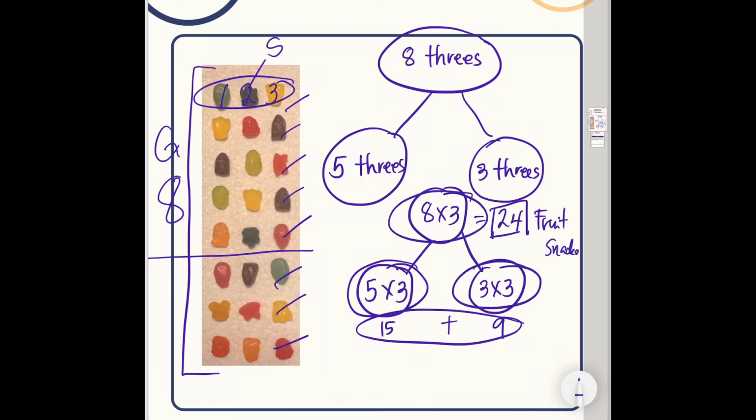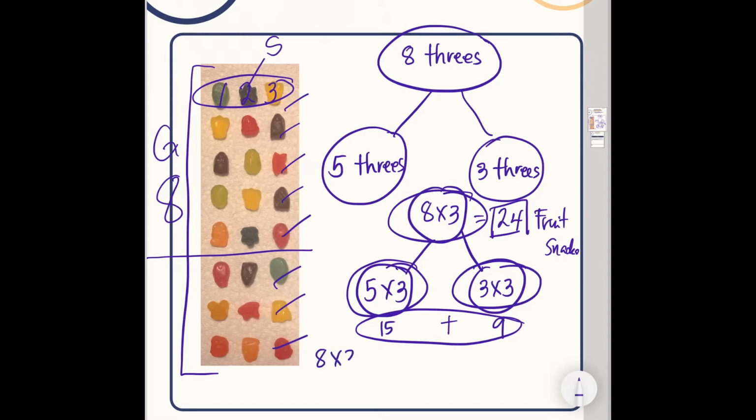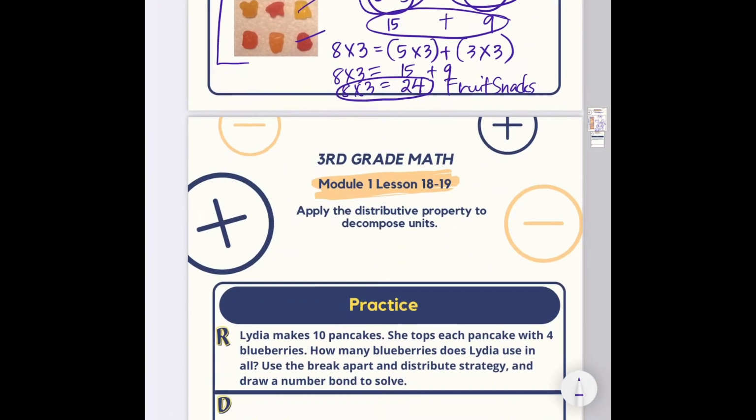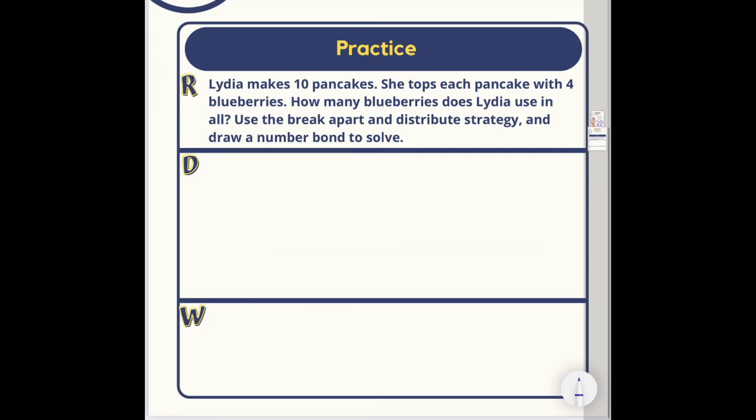So for our distributive property, we can write 8 times 3 equals 5 times 3 plus 3 times 3. And of course, we have our answer. 5 times 3 is 15 plus 3 times 3 is 9. So 8 times 3 is equal to 24. And we still got the same total number of fruit snacks. All right, boys and girls, now let's move on to our practice problem.